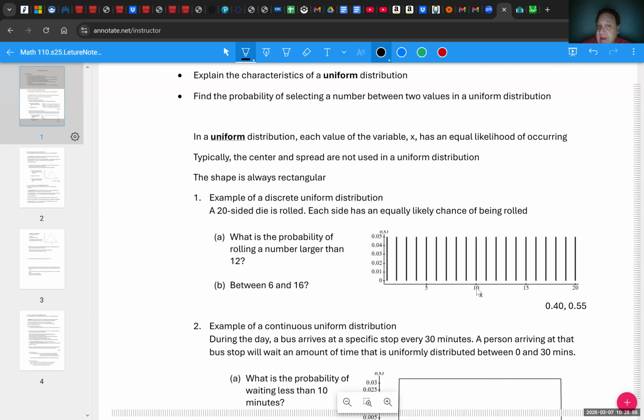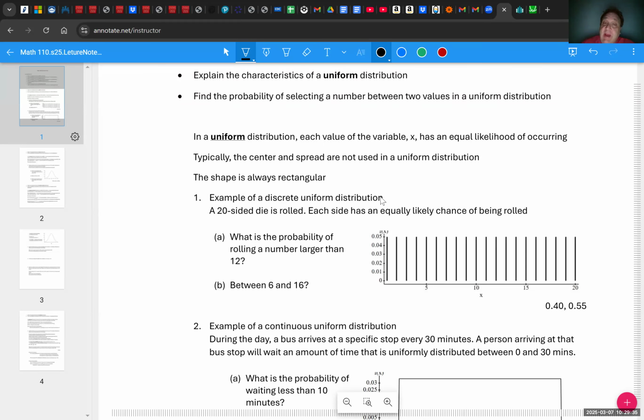Here on the x-axis, I have the number. So a number 1 is rolled 5% of the time. Number 2 is rolled 5% of the time. Every value has a height of 5%. So this is a uniform distribution. Notice that the shape is what we call rectangular. It's not starting low, going to the middle, higher up, and then going back down. It's not skewed. It's all the same height, which is called rectangular. That's the key defining description of the uniform distribution: it has a rectangular shape.